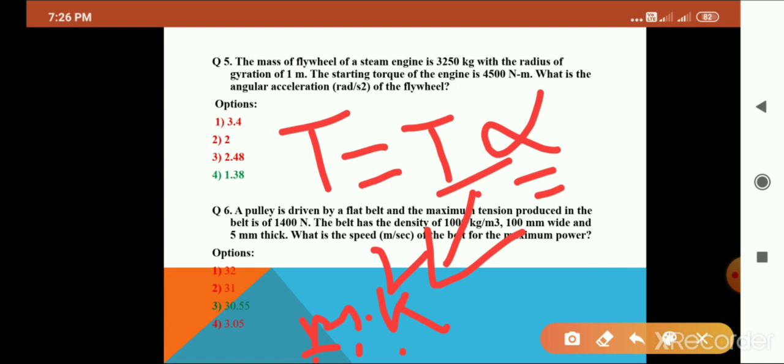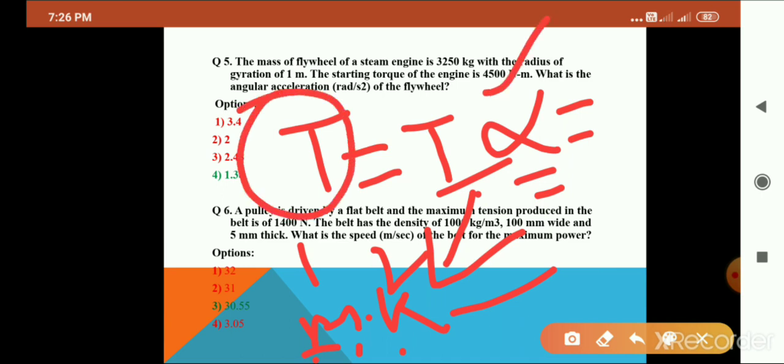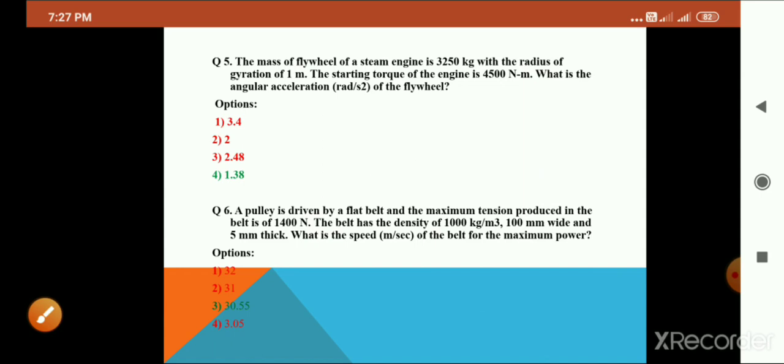So then put all the values in the equation. I we know, m k square, m we know, k the radius of gyration is also given, then angular acceleration we have to calculate, and T is also given, that is here 4500 Newton meter is the T. So ultimately we will find that alpha equals 1.838. Option 4 is the correct answer. Let's come to the next question.